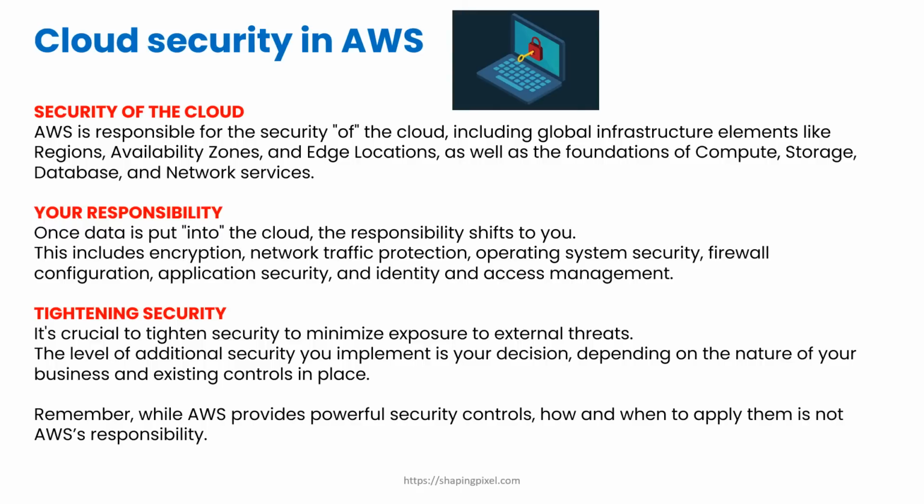Once the data is put into the cloud, the responsibility shifts to the customer. It includes encryption, network traffic protection, operating system security, firewall configuration, application security, and identity and access management. It's crucial to tighten security to minimize exposure to external threats. The level of additional security you implement depends on the nature of your business and existing controls in place. Remember, while AWS provides powerful security controls, how often and when to apply them is not AWS's responsibility.